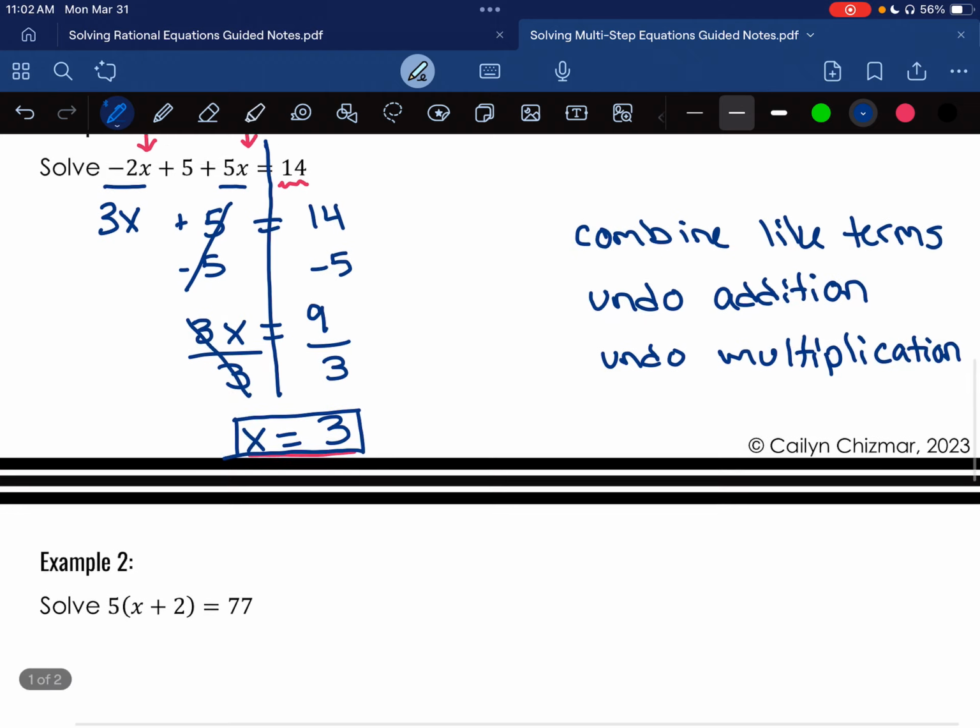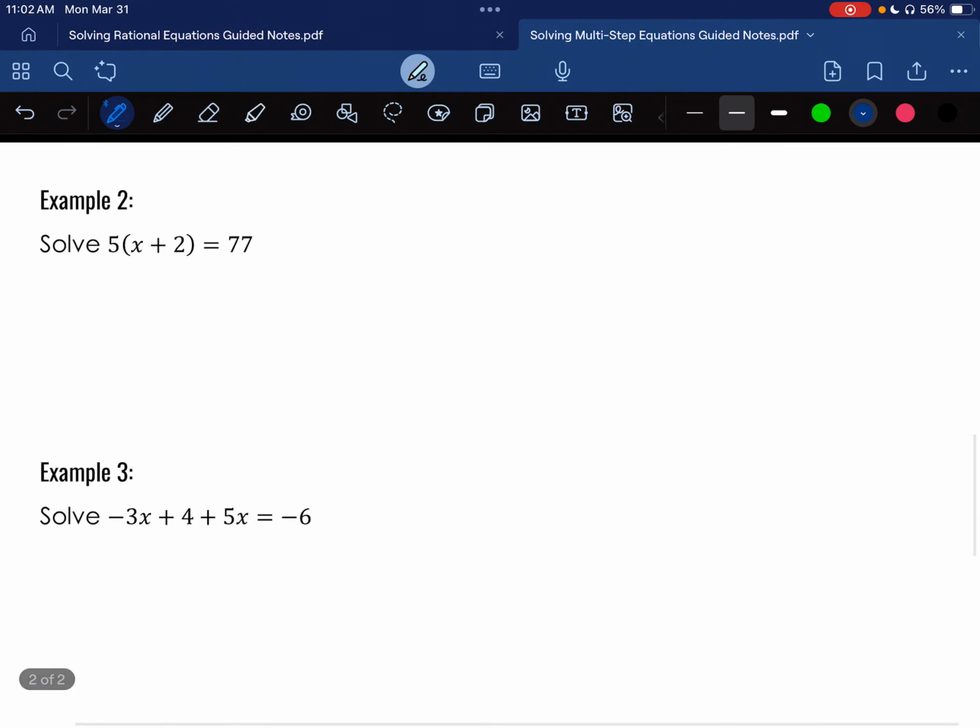All right, now let's go ahead and do another example. Here in example 2, we have a set of parentheses here with multiplication out front. Okay, so there's technically 2 things that we could do here. You could get rid of that 5 that's multiplying right now by dividing both sides by 5. However, we could also use the distributive property. So that's what I'm going to demonstrate here.